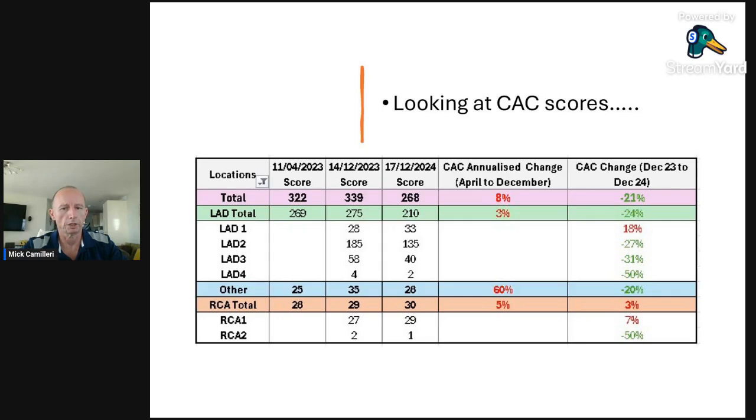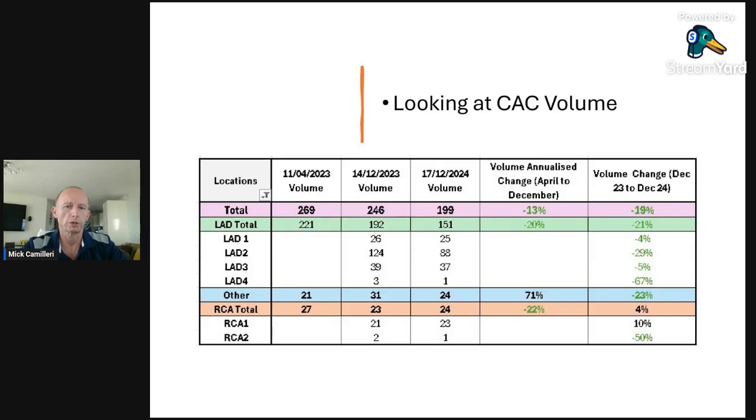In the other, we had an increase, but again, it's a small number over a small starting point, or a reasonable number of 10 over a small starting point. And then the RCA was a slight increase as well. I'll jump to the volume though, and the volume numbers tell us a more important story.